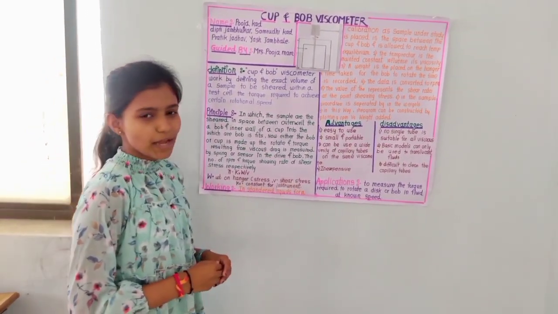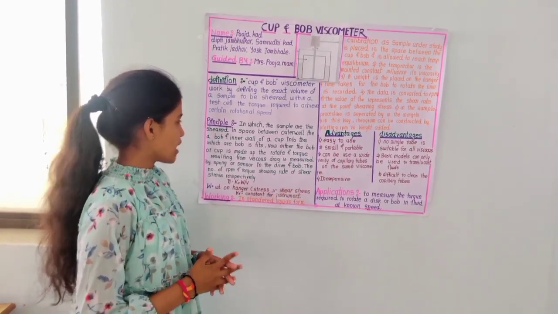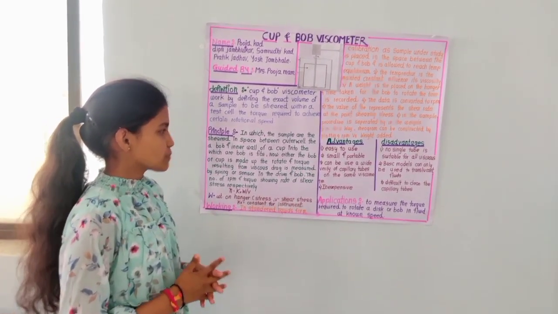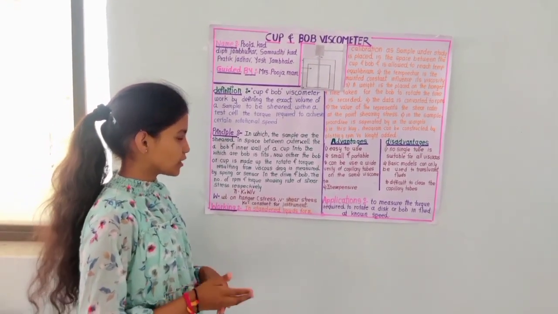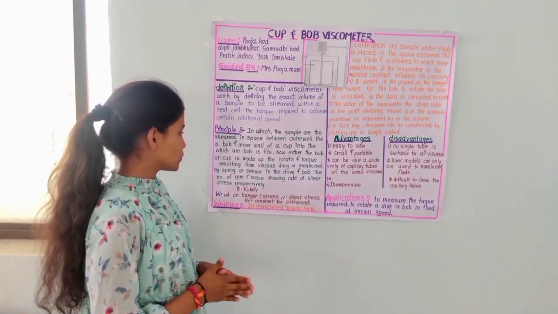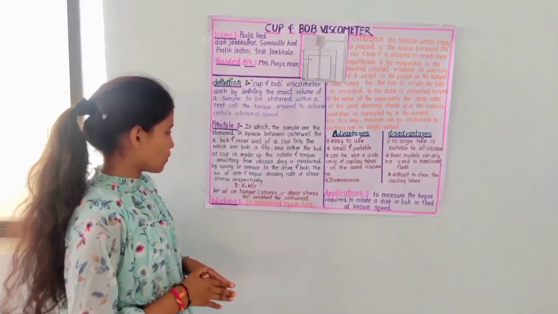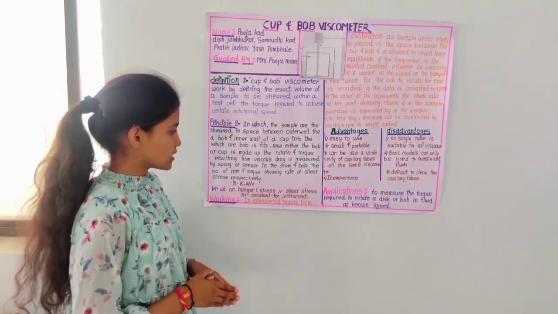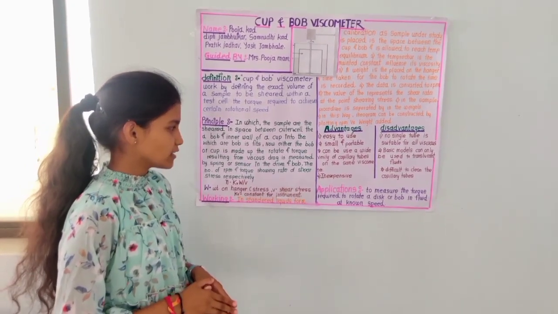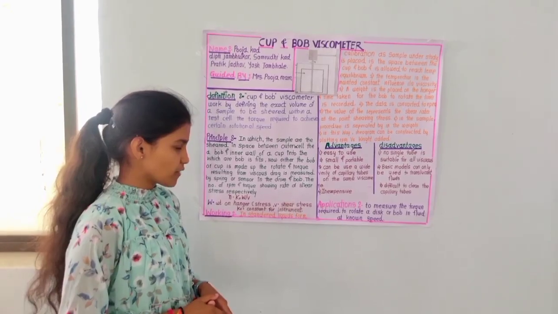The principle of the cup and bob viscometer is that the sample is sheared in the space between the outer wall of the bob and the inner wall of the cup into which the bob is fit. Either the bob or the cup is made to rotate, and the torque resulting from viscous drag is measured by a spring or sensor in the drive and bob.